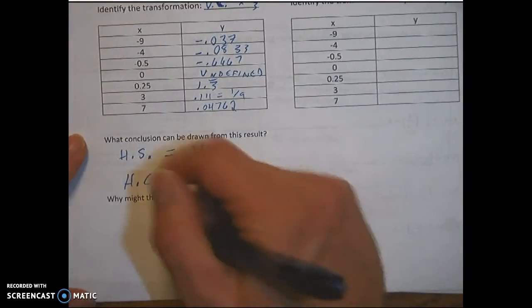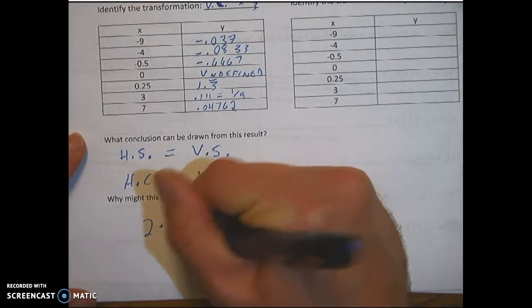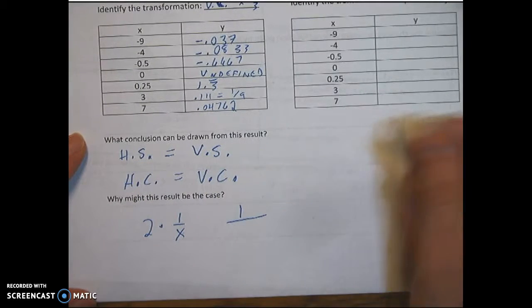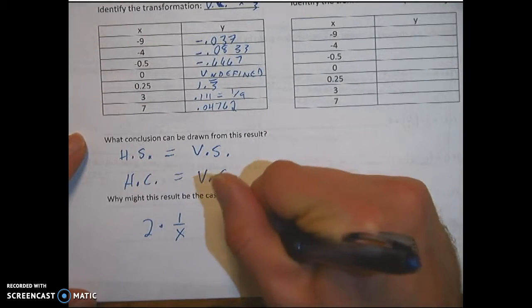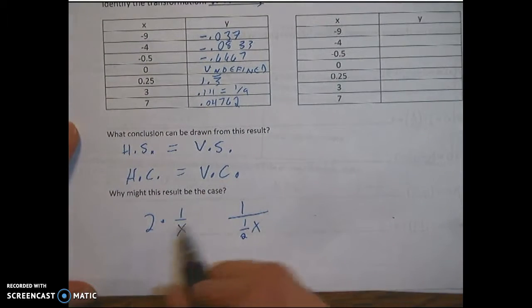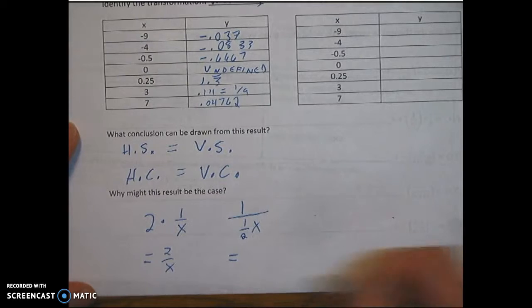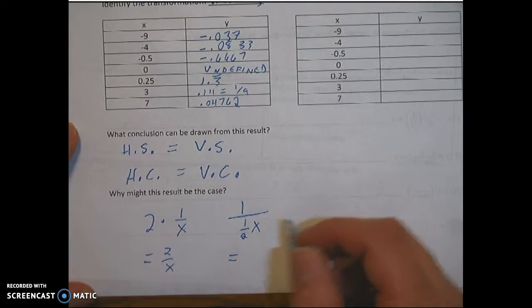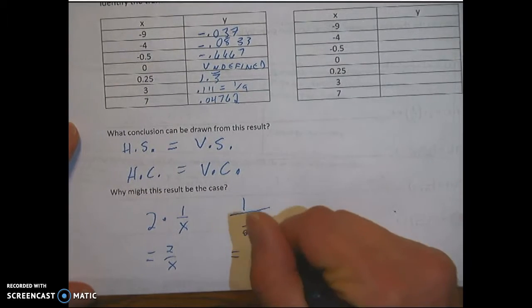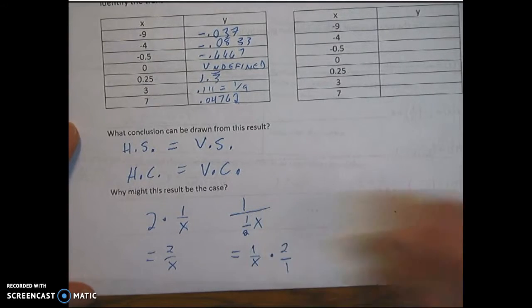If you'll notice, we did 2 times 1 over x and 1 over 1/2 x, like that. Well, if you simplify this, that's simply equal to 2 over x. And if you simplify this, remember when you divide by a fraction, you flip and multiply, so we've got 1 over x times 2 over 1.